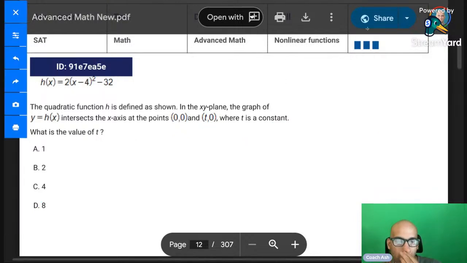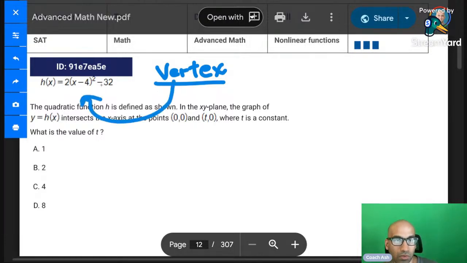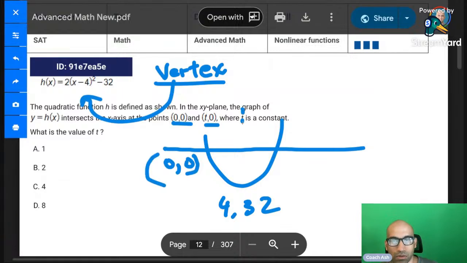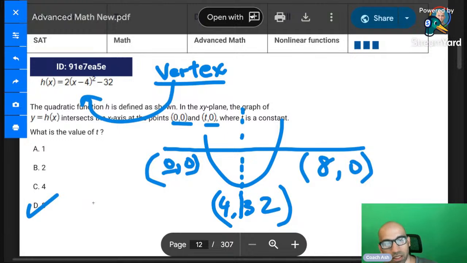Now, there's another way to do it for the very advanced 700 plus people. So I'm going to just talk some mumbo jumbo, which might sound like mumbo jumbo to most of you, but for the people who know, this is the vertex form, which means it's a parabola, the vertex being 4, 32. These are the x-intercepts. So that means this is going to be 0, 0. And you know the vertex always has an axis of symmetry. So if it's 0, 0, and this is 4 here, this is 0, this is 4, then obviously this is going to be 8, 0, giving you 8 as the answer. Of course, this requires a lot of knowledge. This is for the 700 plus people. That's how you solve this particular problem.